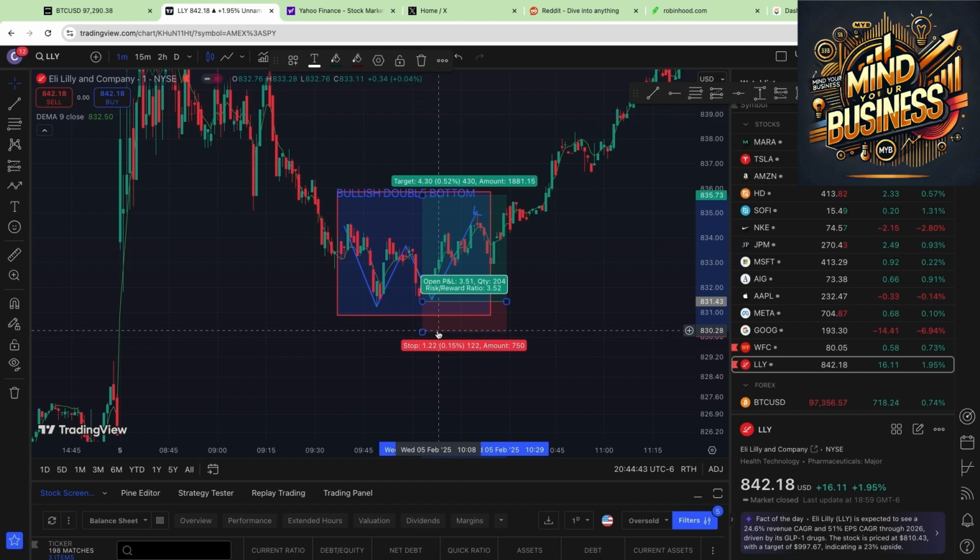So after we identify that, lastly, we're going to talk about the bullish inverted head and shoulders. So we're going to look for that right now on Meta.